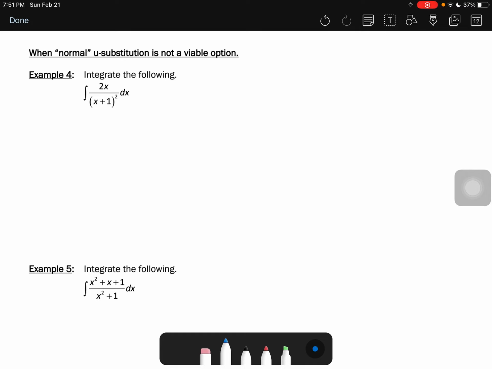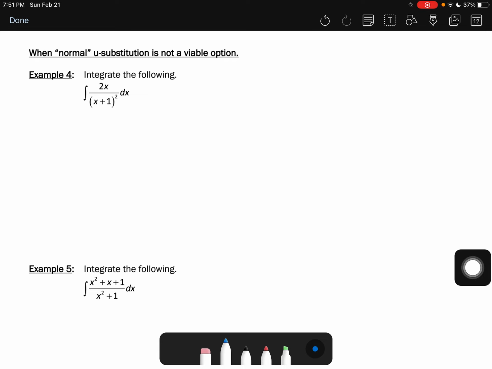Okay, now these ones say when normal u substitution is not a viable option, which means you're going to have to do a change of variable method on some of these, and then there's one other method here that's a little bit different. I'll talk about this one. It's a long division problem.